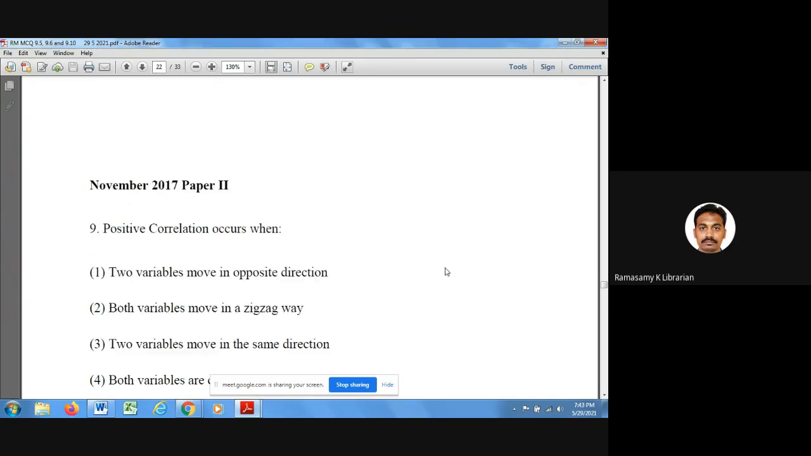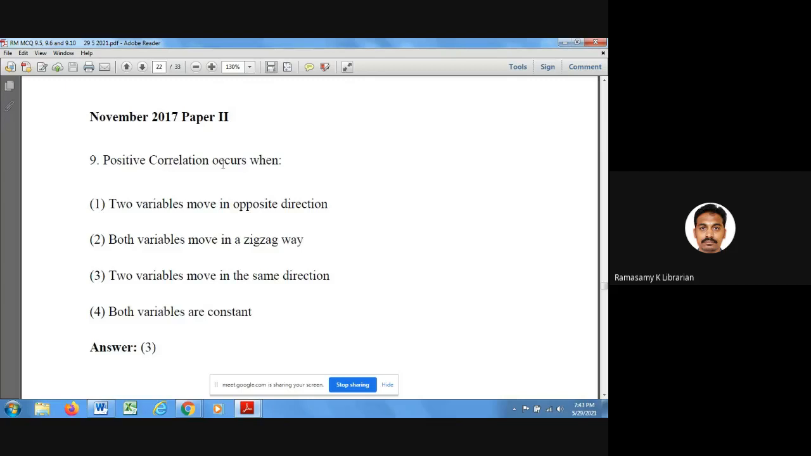I think it's clear. Positive correlation occurs when two variables move in the same direction. For example, the number of library users is increasing, and on the other side, the number of library books borrowed is increasing. That is called same direction, positive correlation. Fine, good. Negative correlation means when one variable is increasing, the other variable will be decreasing. That is called negative correlation.